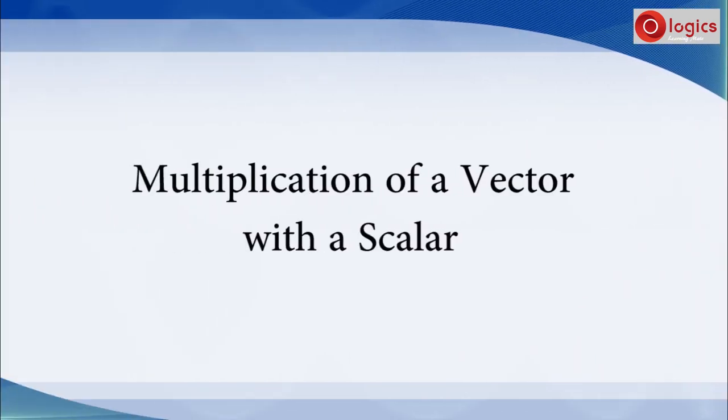In conclusion, by multiplying a vector with a scalar, the resultant is also a vector, whose direction depends on the positive or negative value of the scalar.